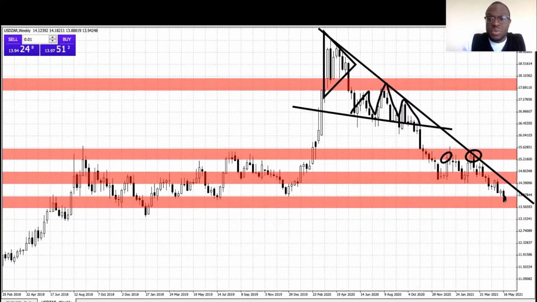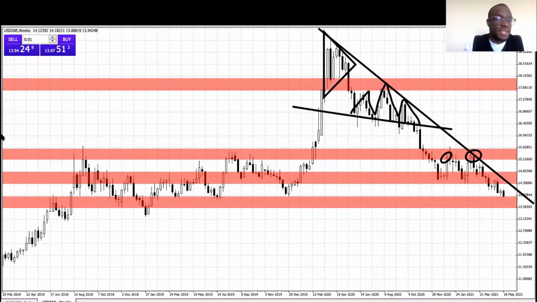The second scenario is a bullish scenario where the price is going to reverse from this, maybe coming to retest again the 14.39096 zone. However, I'm expecting the bearish move to have a higher probability of occurrence. So these are the movements that I'm expecting on the weekly chart.